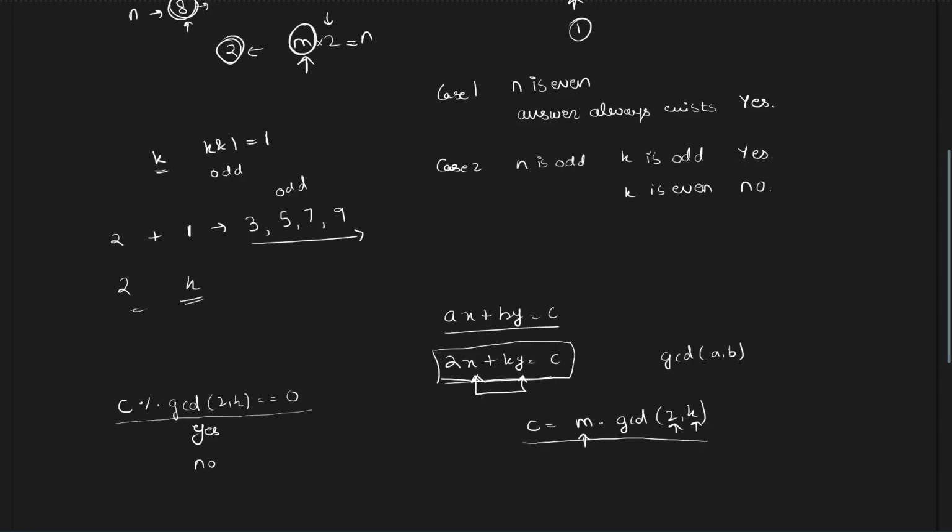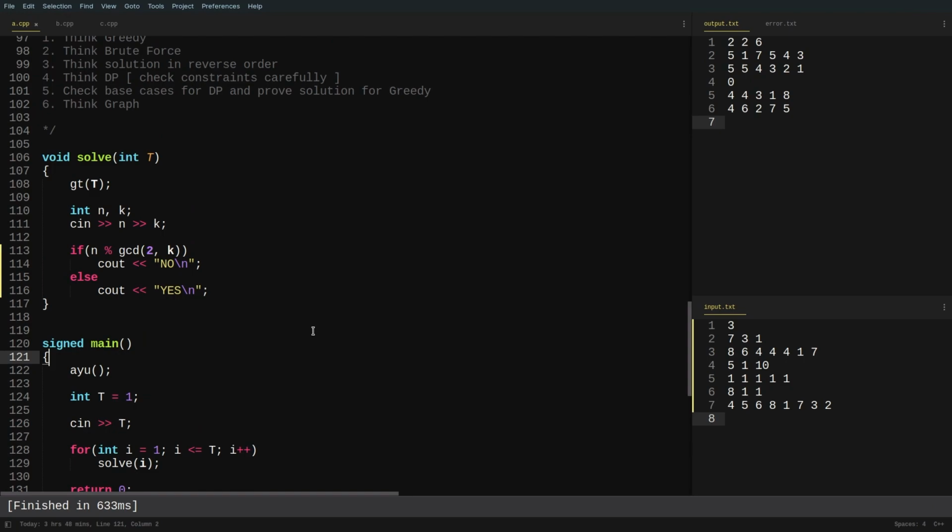If c mod gcd of 2 comma k is equal to 0, then the answer is yes, otherwise the answer is no. I also tested this solution and it works. So you can be assured that this particular solution also works and this approach is correct. You can use any of the approaches, and there is not much to show in the code. I've just checked whether n is divisible by gcd of 2 comma k or not. If it leaves a remainder, the answer would be no, otherwise the answer would be yes.